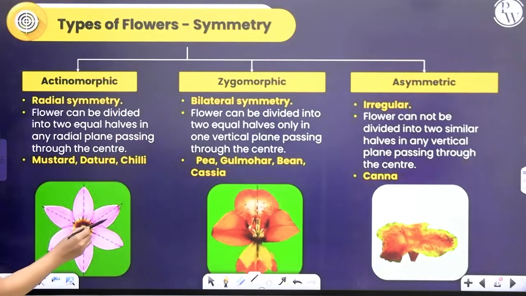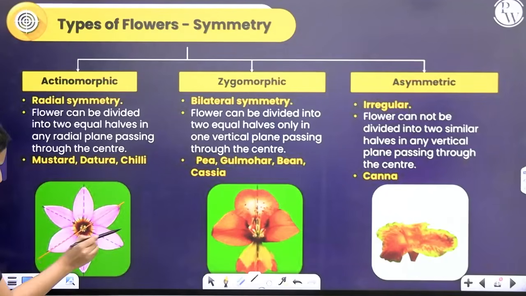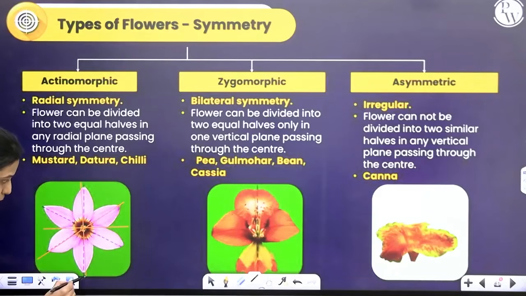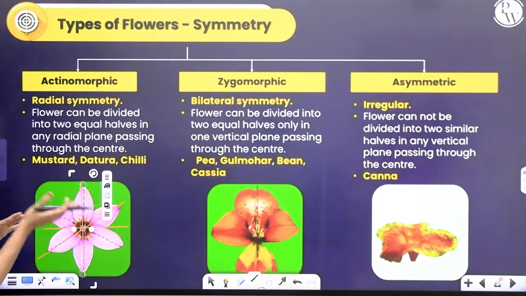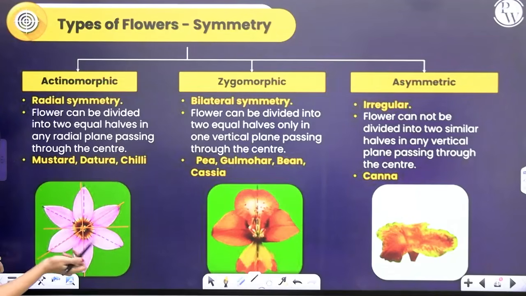So, if I cut this flower in this plane, while the plane is passing through the center, I will get two equal halves like this. If I cut it in this plane, which passes through the center, I will get two equal halves. If I cut it like this, I get two equal halves. So, in any plane that passes through the center, if I cut the flower, I will get two equal halves. Of course, it has to pass through the center. If I cut it like this, that doesn't pass through the center, obviously I will not get two equal halves.